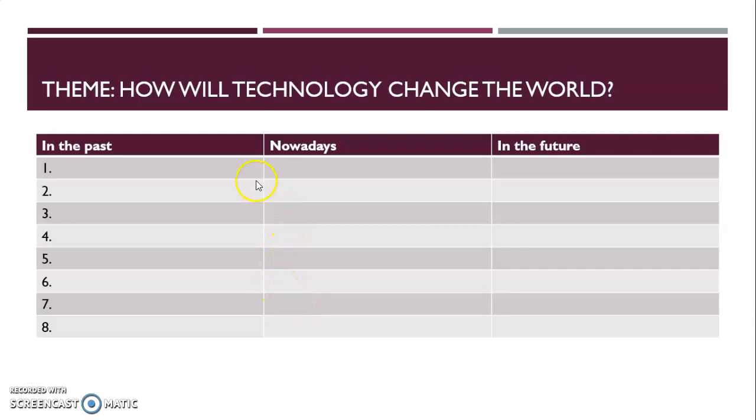This is the chart that you're going to complete with the previous images. You can put my own answers where I talk about the past, and you can continue writing your ideas about what will happen in the future and what happens nowadays. Okay? When you finish this activity, send me your evidence in the class.